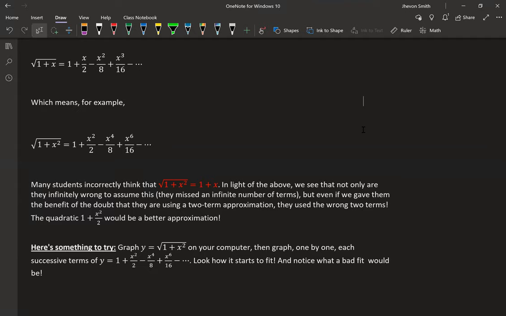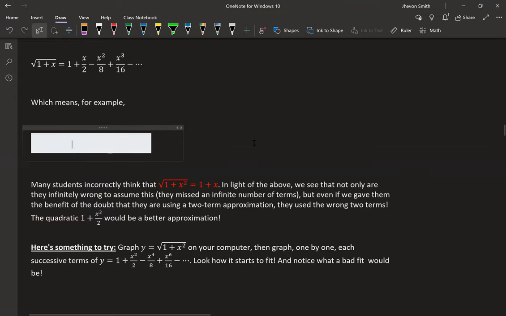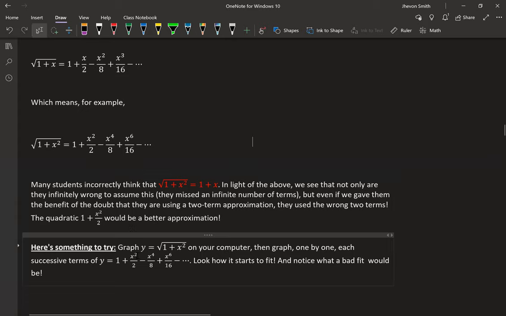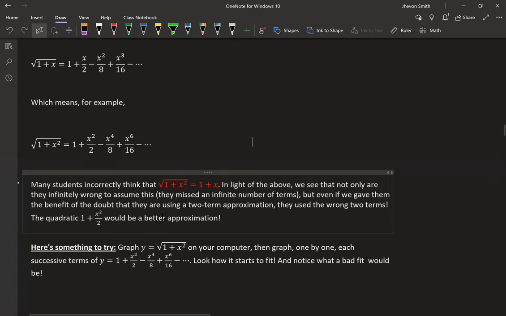But even if I were to think of it as they're approximating it with 2 terms, they wrote down the wrong answer even then. Because if you were to approximate this guy with 2 terms, you will actually get a quadratic. It would look like 1 plus x squared over 2. So if a student saw this and they wrote 1 plus x squared over 2, it would actually be better. I would actually be able to say, you know what? They're kind of making more sense.